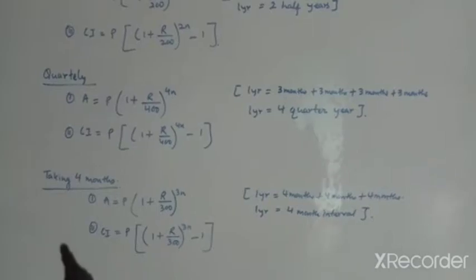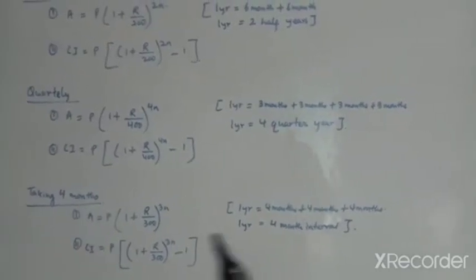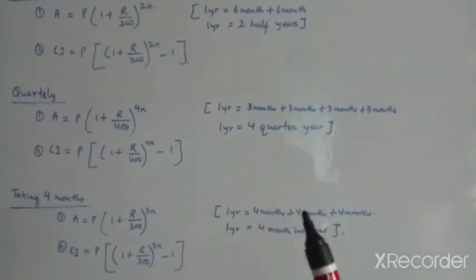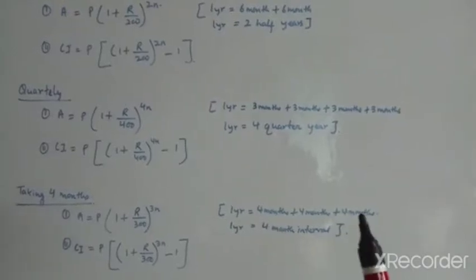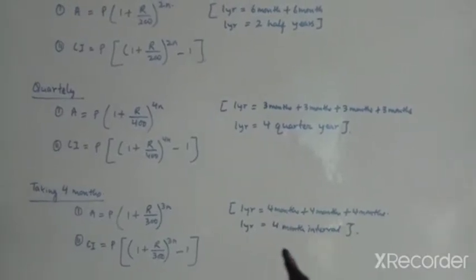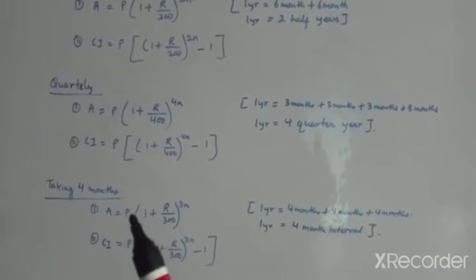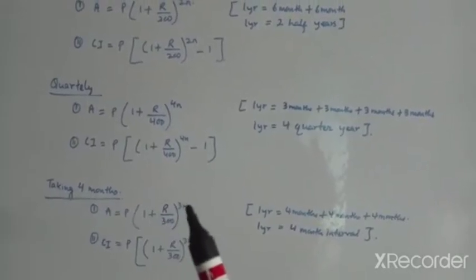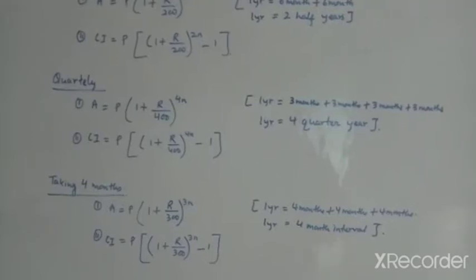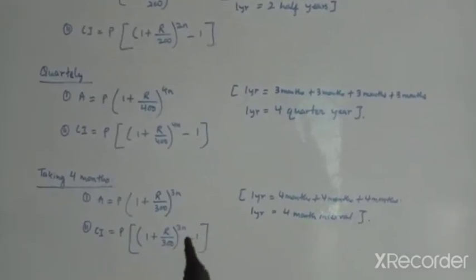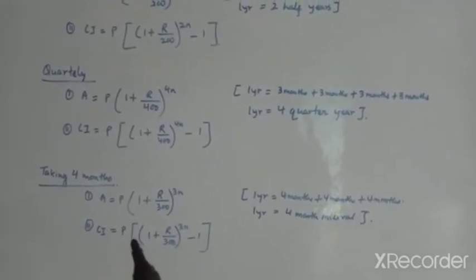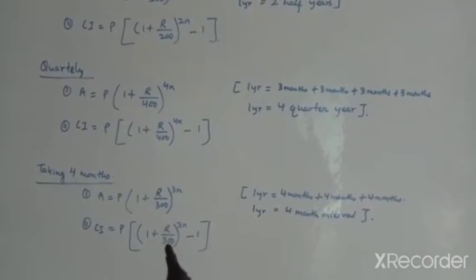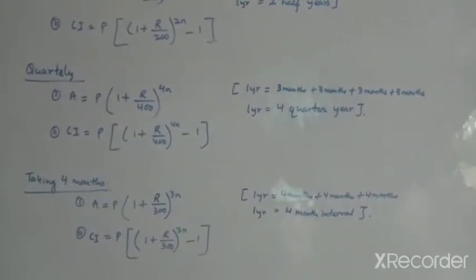Now if we take a 4 month interval, then 1 year will be divided into 4 plus 4 plus 4, that is, into 3 parts. So here you'll find the formula as P into (1 plus R by 300) to the power 3n. It has been divided into 3 parts. Again, compound interest will be principal into (1 plus R by 300) to the power 3n minus 1.